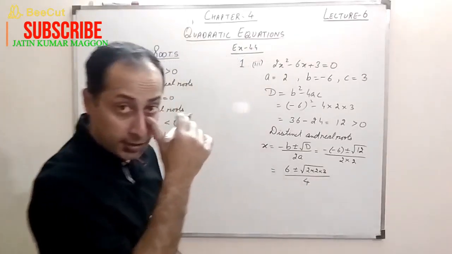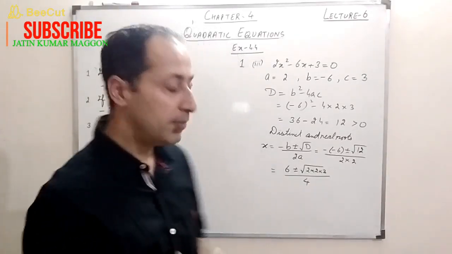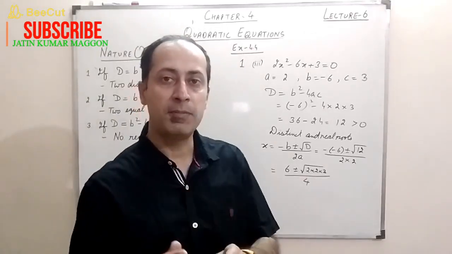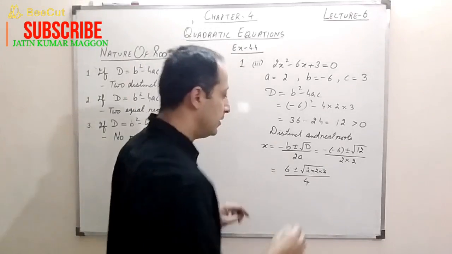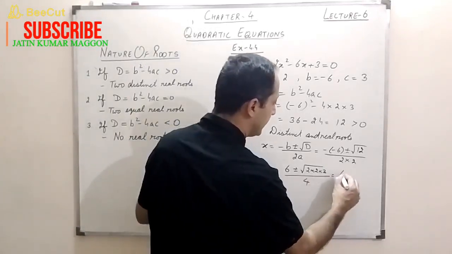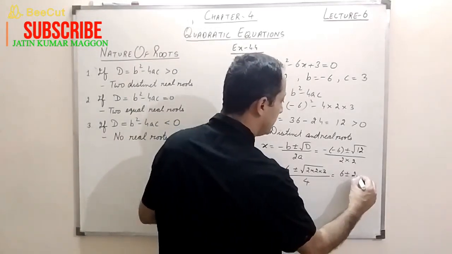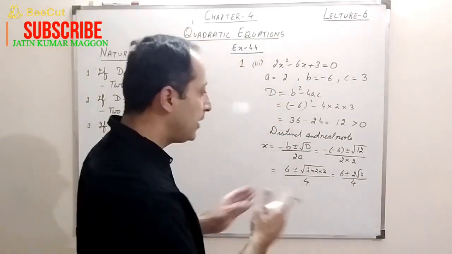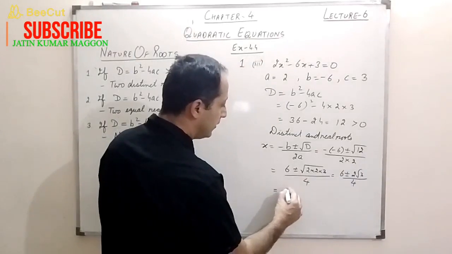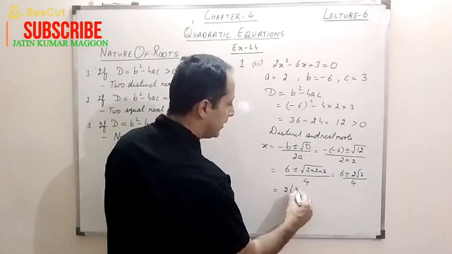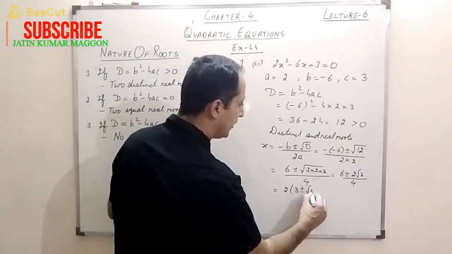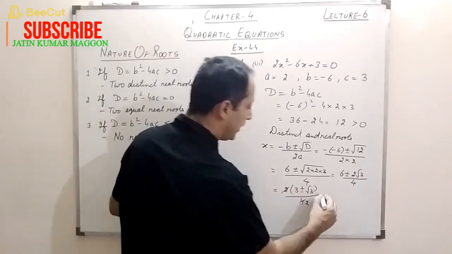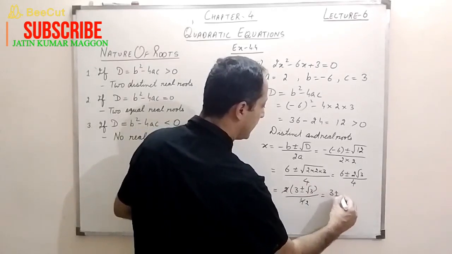Now if you have learned the square roots in your junior classes, you must remember when we find the square root, we take the pair, and from one of the pair we take one number outside. So this becomes 6 plus minus 2 root 3 upon 4. Now 2 can be common from the numerator. So I take 2 common. So this is 3 plus minus root 3 upon 4.